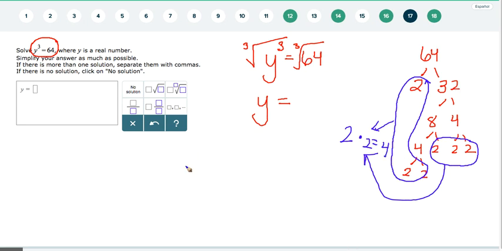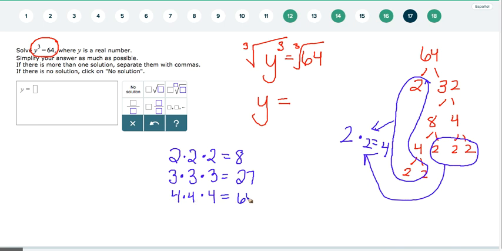With small numbers, to be honest, you can go through and test out a couple. 2 times 2 times 2 is 8. 3 times 3 times 3. 3 times 3 is 9. 9 times 3 is 27. 4 times 4 is 16. 16 times 4 is 64. So you could go through the first few and you would find an answer pretty quickly. Or you can go back and grab a calculator.